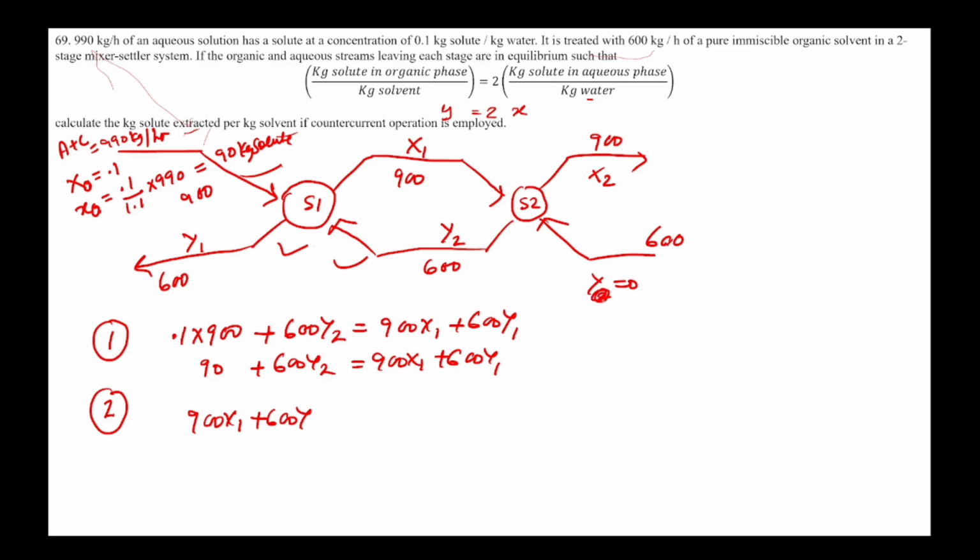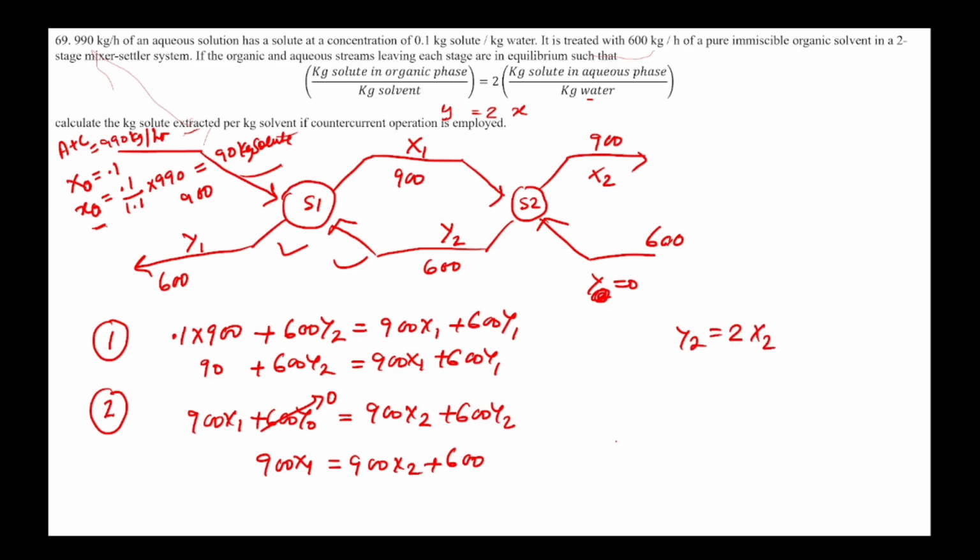Stage 2 balance, if I apply, then 900 x1 is going in plus 600 y naught, because we have marked the inlet solvent as y naught. Both are going in, and 900 x2 going out and 600 y2 going out. So y naught will be 0 because the solvent is pure. So 900 x1 is equal to 900 x2 plus 600 y2. Now y2 is equal to 2x2, I can write, so I will replace it here with 2x2. If you solve, x1 is equal to 2.33 x2, right?